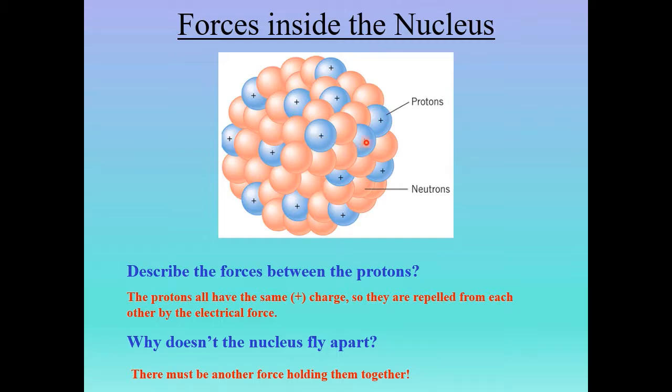These protons are so close to each other that they really are trying to repel each other. Remember the electrical force between charges: when the charges are the same, they repel, because opposites attract. So the question is, why doesn't this nucleus fly apart? What keeps it stable and held together in a tight ball like this? Obviously, there must be something holding it together.